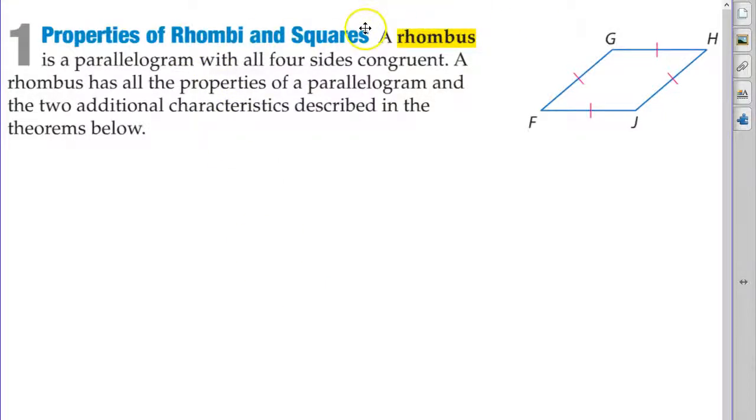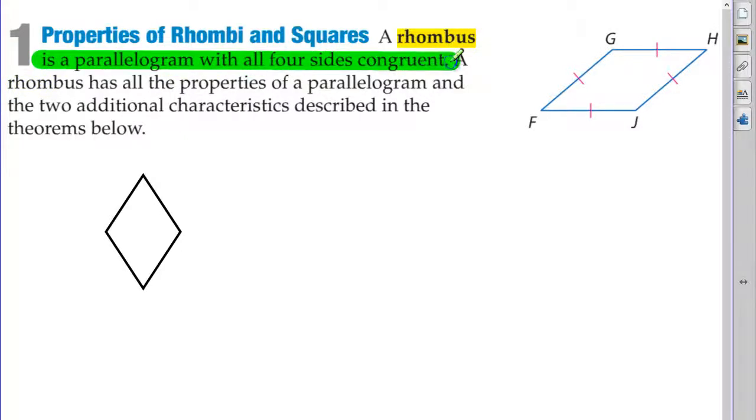Singular, it's rhombus. And as a kid, you might have learned a rhombus is a diamond, because that's what a lot of people remember rhombuses as. Let me see if I can pull up a diamond shape. Yeah, here we go, like this. But the primary definition is that you have a parallelogram. First of all, parallelogram sneaks its way in there, but it's a parallelogram with all four sides congruent. So a rhombus has all the properties of a parallelogram and the two additional characteristics described in the theorems below.